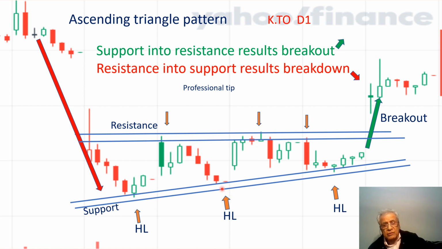And you make troughs here. That makes support. So support into resistance caused a breakout. The trend is breaking the resistance and going upward. Now, if we have another triangle, which is a descending triangle, then it comes resistance into support, resulting in a breakdown. So it bounces inside and finally it breaks down from here. So support into resistance results in a breakout, resistance into support results in a breakdown.